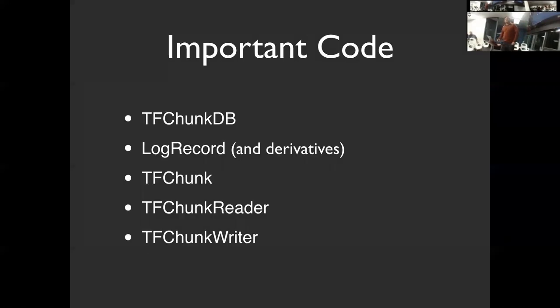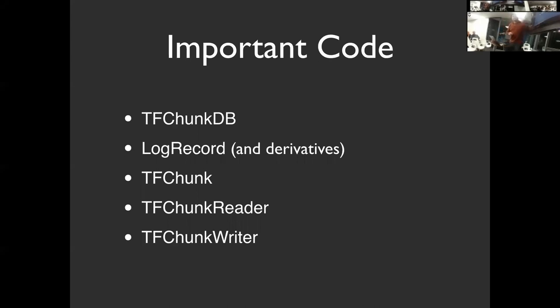So the important code in this: there's a class called TFChunkDb, which is the logical entry point to all this stuff. The log record is what physically gets written to disk. It's not quite as bad as Postgres, where they're literally C structures dumped to disk. And if you switch from a big endian to a little endian system, then your database format is different. I discovered that moving from Spark to x86 one time. They didn't tell you that in the docs either.